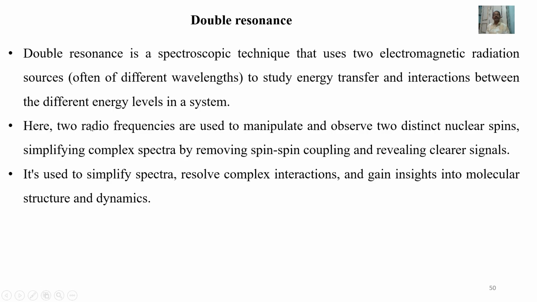The last topic is double resonance. Double resonance is a spectroscopic technique that uses two electromagnetic radiation sources, often of different wavelengths, to study energy transfer and interaction between the different energy levels in the system. Here two radio frequencies are used to manipulate and observe two distinct nuclear spins, simplifying complex spectra by removing spin-spin coupling and revealing clearer signals. It is used to simplify spectra, resolve complex interactions, and gain insights into molecular structure and dynamics.